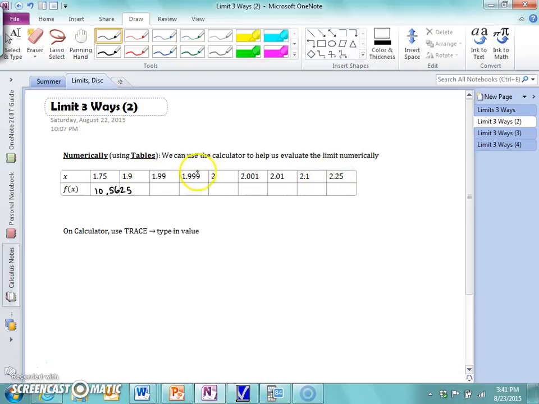And you should notice, a lot better, should be way more accurate, that as you approach 2 from the left and from the right, the y values approach 12. At 2, it's undefined. So pause the video and do that.